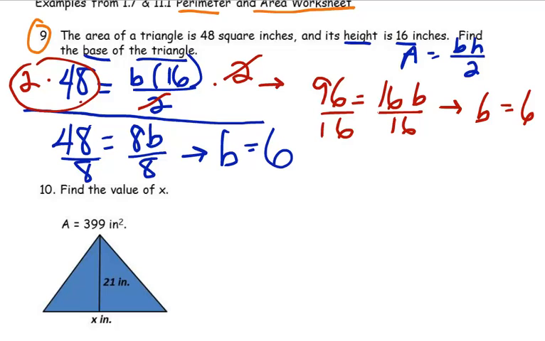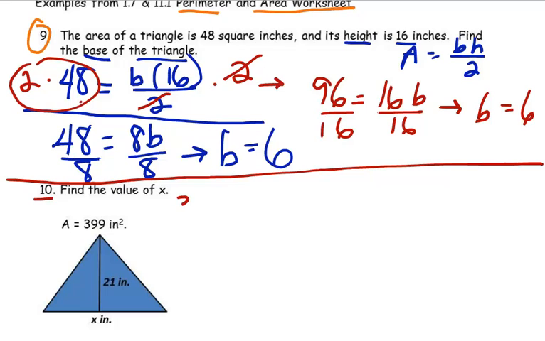You know the area was 48, and we need to solve for b. So use your formula just the way you know it and solve for what you don't know. Find the value of x in number 10. My area is 399. I'm going to draw a line here.